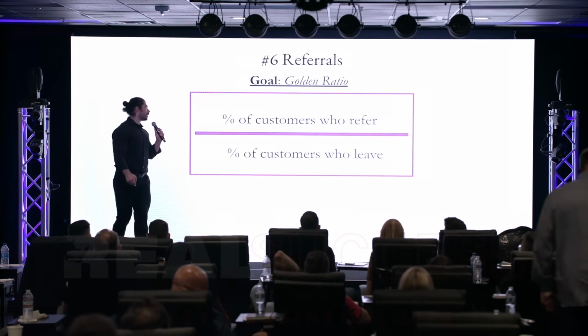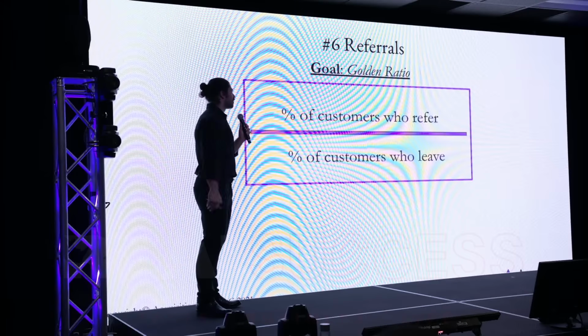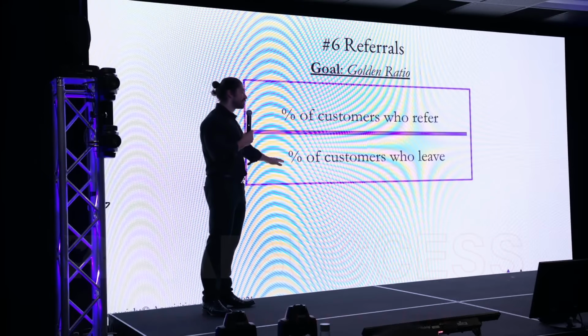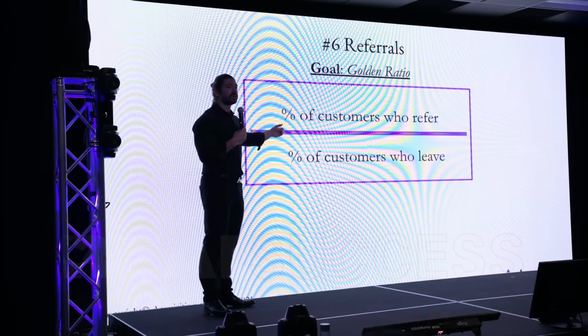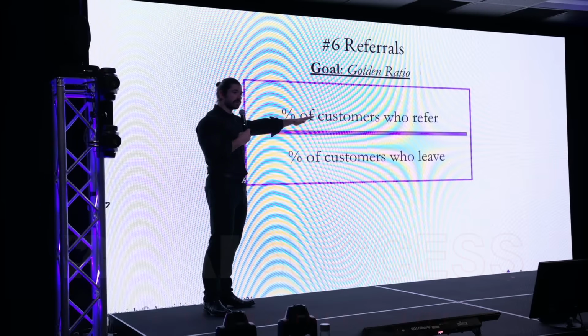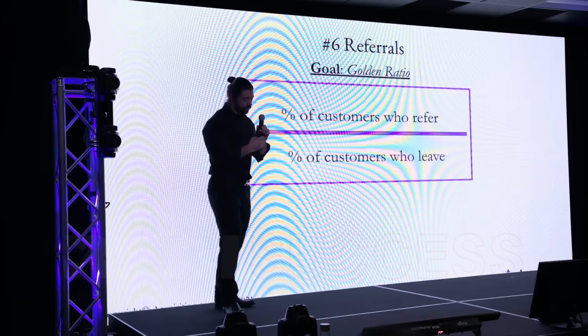So this is the golden ratio. 30% of our customers still come from referrals. Our goal as a company is to get the percentage of customers who refer to be greater than the percentage of customers who leave. If you can achieve this, you have limitless growth. It's just like the client finest acquisition of customer success. If we can get a higher percentage of customers to send us someone than to leave, our business will grow with nothing else. And so that is our golden ratio. So that's the goal with referrals.